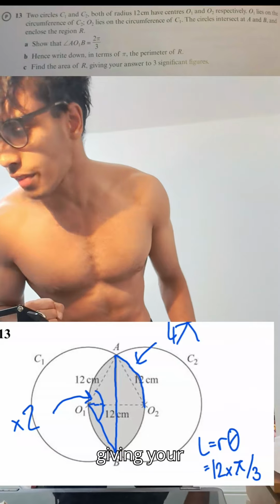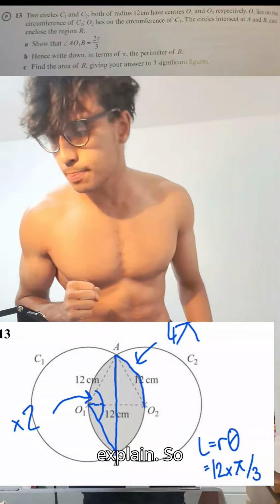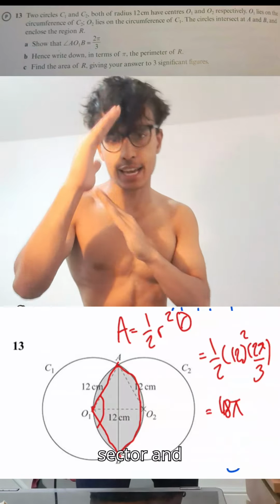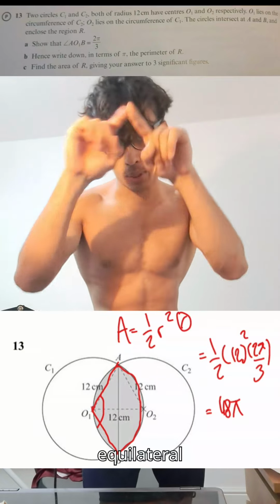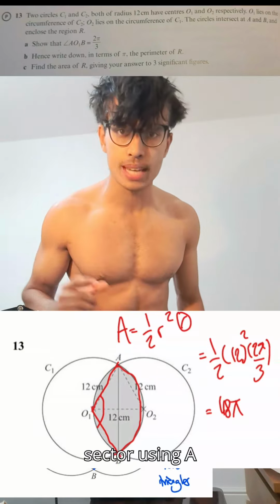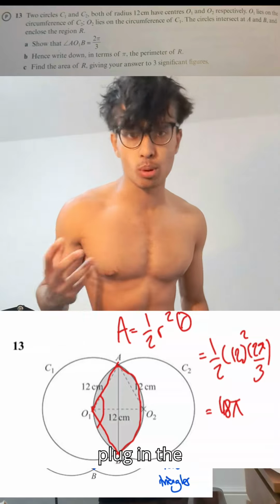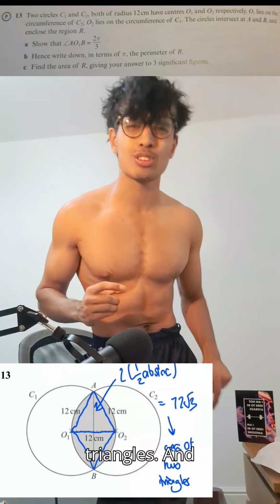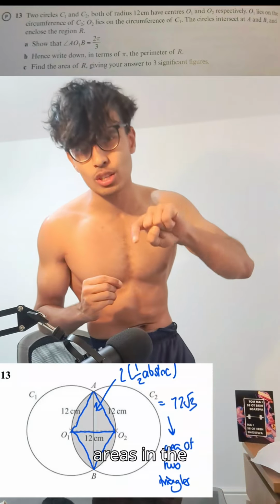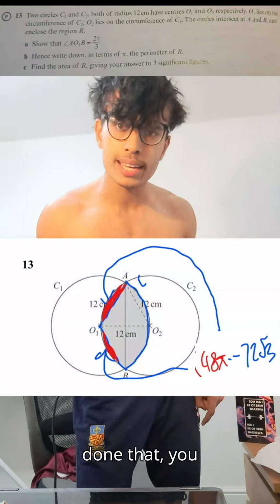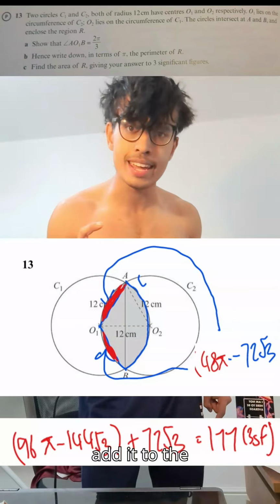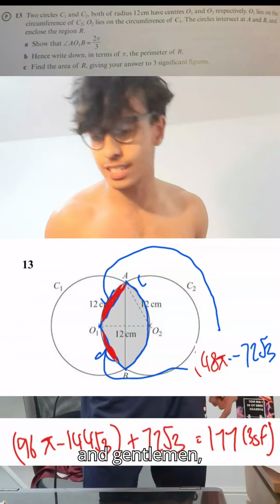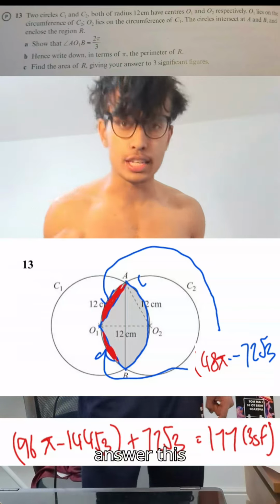Part C, find the area of R giving your answer to 3 SF. So, let me explain. Essentially, if we go back to the equilateral triangle analogy, you need to think about it as a sector and two equilateral triangles. So you find the area of the sector using A is half r squared theta. You just plug in the values, and then you minus the area of the two equilateral triangles, and what this does is it gives you the two areas in the corners on the sides. Once you've done that, you multiply this value by 2, and then you add it to the two individual triangles, and then bam, that is your answer. And that, ladies and gentlemen, is how you answer this question on radians.